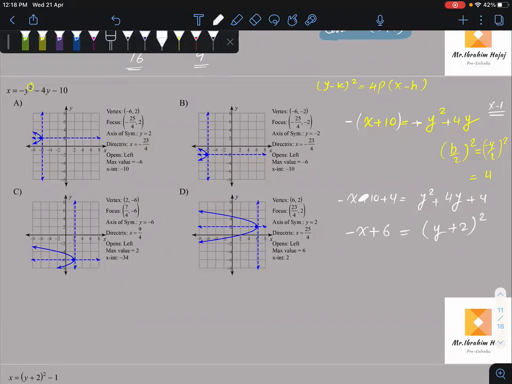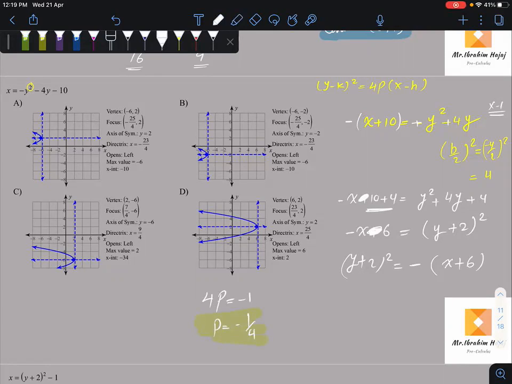There's no negative here. Yes. So what's 4p, guys? The 4p, as you see, you can swap the equation. Y plus 2 all squared is equal to negative x minus 6 here, because negative 10 plus 4 is negative 6. We can write it x plus 6. And the 4p, the key of the solution, is negative 1. So the p is equal to negative 1 over 4. Yes, the p is negative 1 over 4.